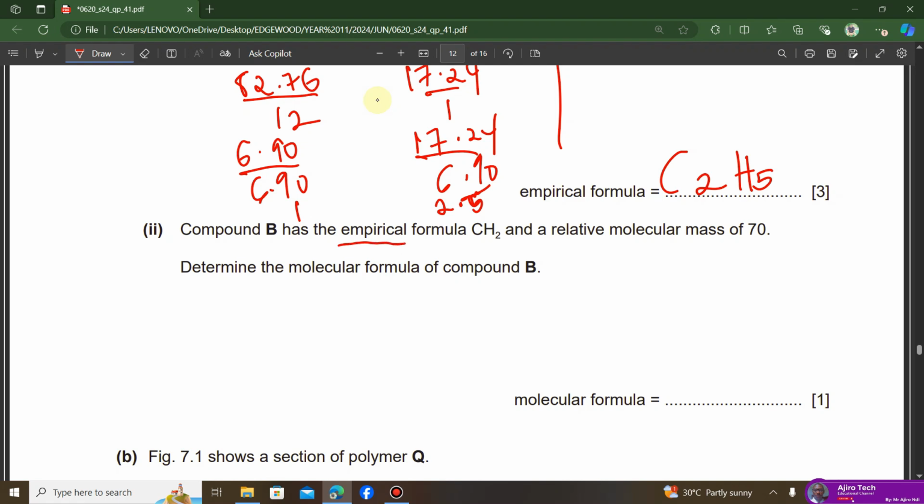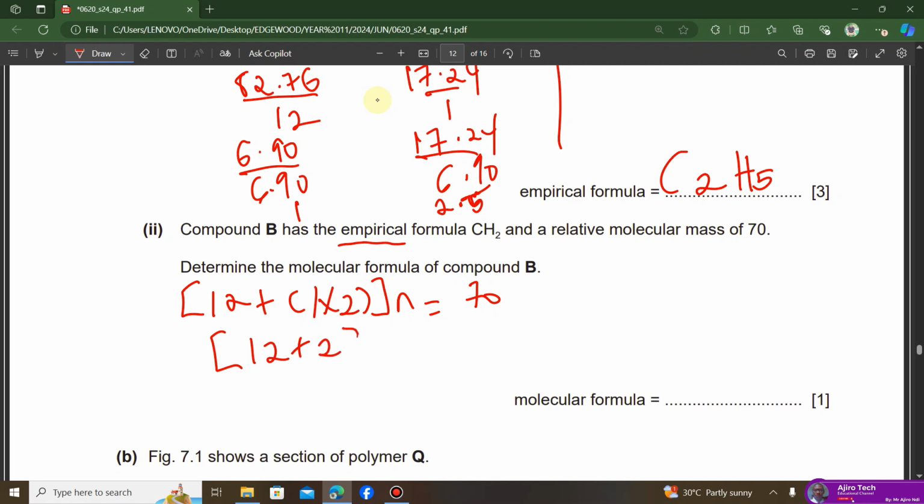All right, so we have a compound B has empirical formula of CH2 and the relative molecular mass of 70. Determine the molecular formula. So we have CH2, so C is 12 plus hydrogen is 1 times 2, all into n equals to 70. So we add this up, so it's 12 plus 2 all into n equals to 70. So we have 14n equals to 70.